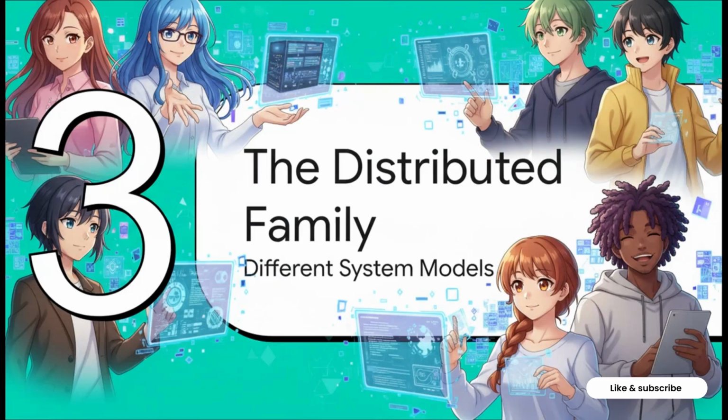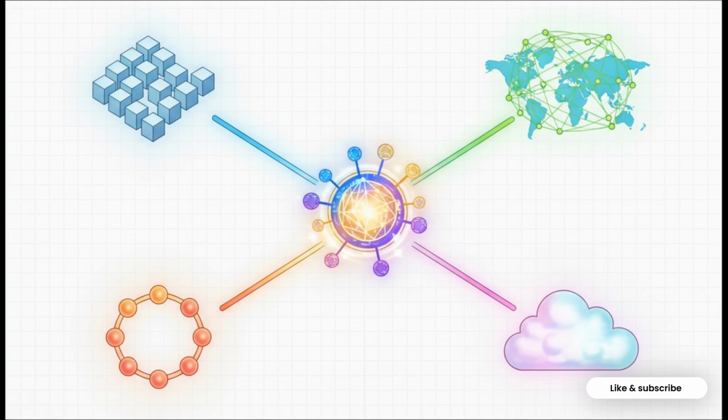Okay, so now let's dive a little deeper into that distributed world, because it's not just one single thing. It's more like a whole family of different models, and each one has its own personality and its own best uses. We can pretty much break down these systems into four main flavors. We've got clusters, computing grids, peer-to-peer or P2P systems, and of course the one everyone's heard of, cloud computing. Let's do a quick run-through of each.